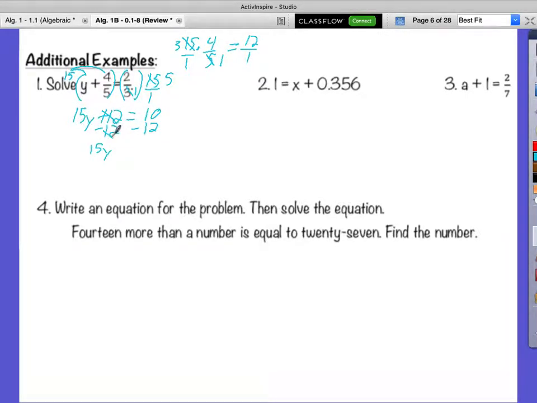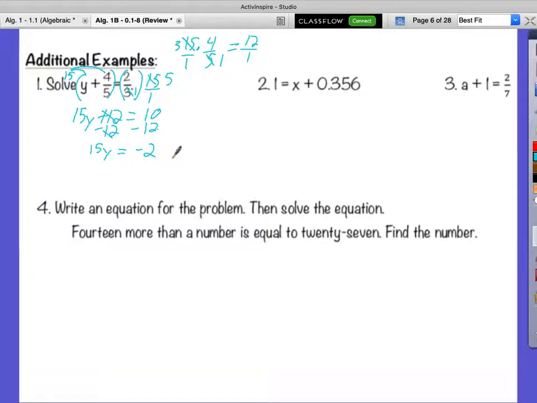15y is 12 minus 12 is 0. 10 minus 12 is 2. What kind of 2? Negative. The signs are different. And which number is bigger? 12 is, so we take the negative. Okay? Now, how do we get y by itself?